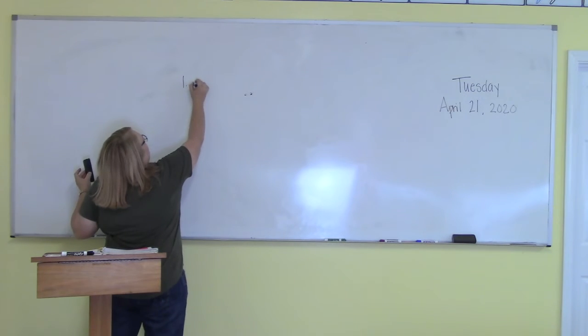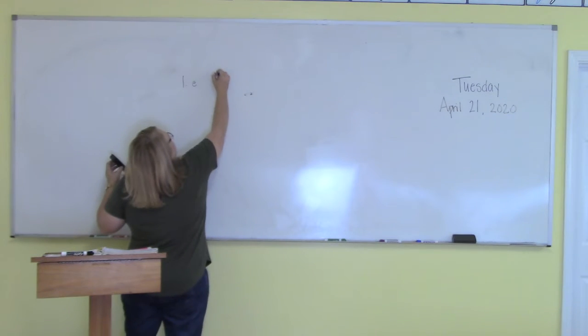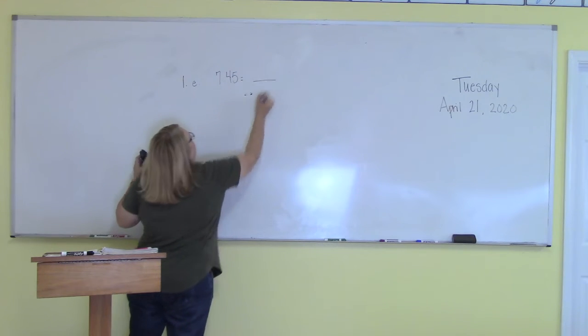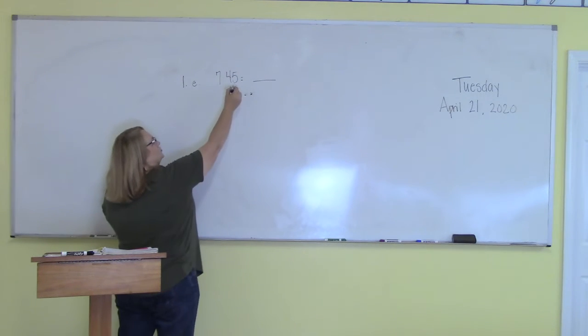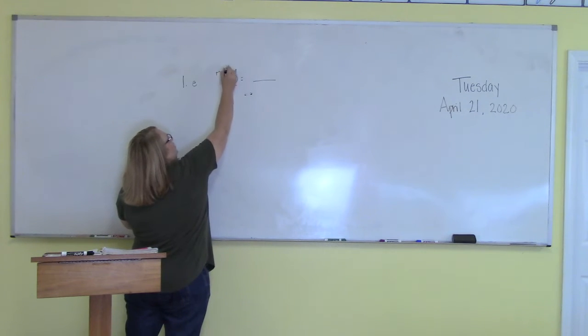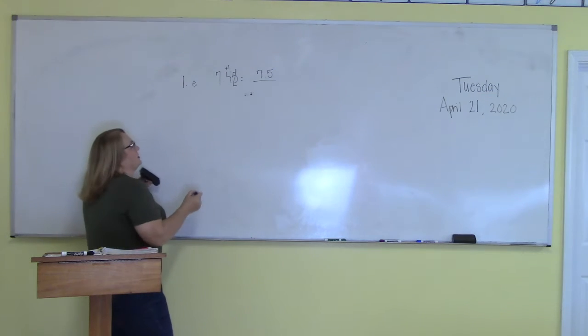Let's look at 1E. 7 45/100. We're still rounding to the nearest tenth. Look at your last number, 5 or more. You mark it off and add 1 here. So our answer would be 7 5/10.